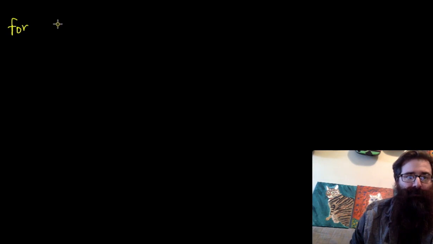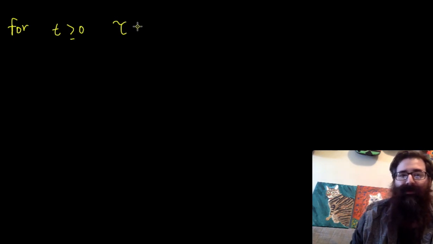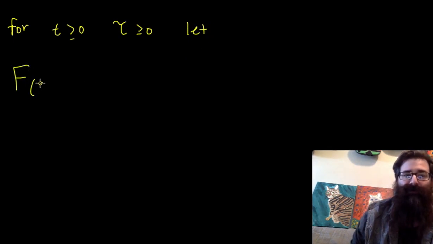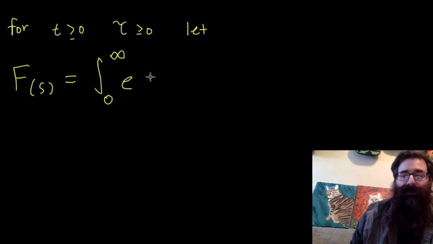Let's say for t greater than or equal to 0, and tau greater than or equal to 0, we're going to have capital F of s be equal to the definite integral, the improper integral, from 0 to infinity of e to the minus s tau times f of tau d tau.